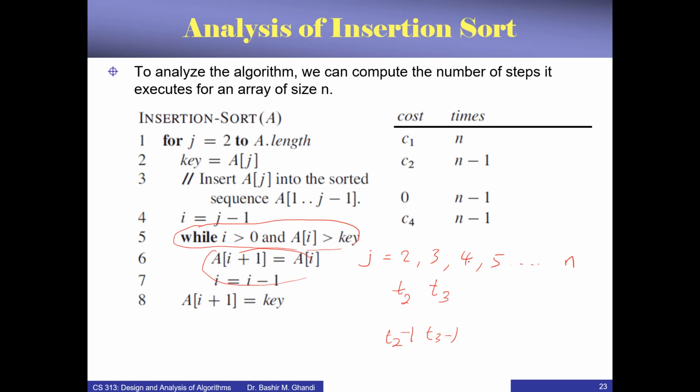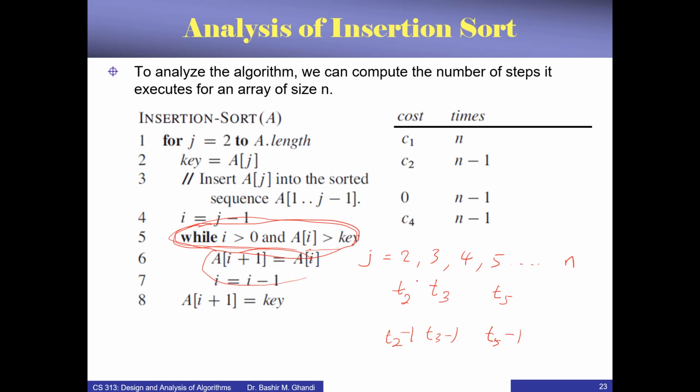Okay, and so on. So for j equal to 5, for example, we will assume the heading of the inner loop will execute t5 times, and the body will execute t5 minus 1. So the question now is, in total, throughout the iteration of the outer loop, how many times will we execute the heading of this inner loop? In other words, this statement number 5, how many times are we going to execute it?